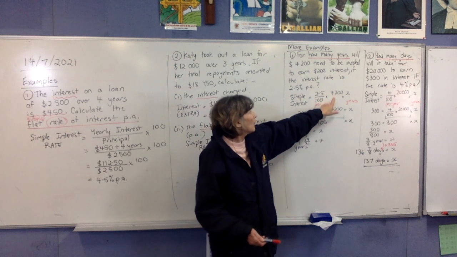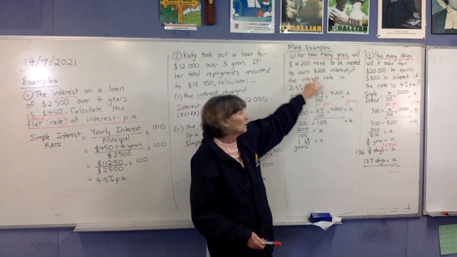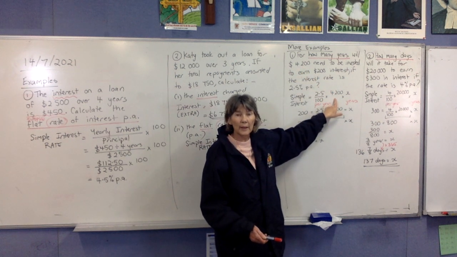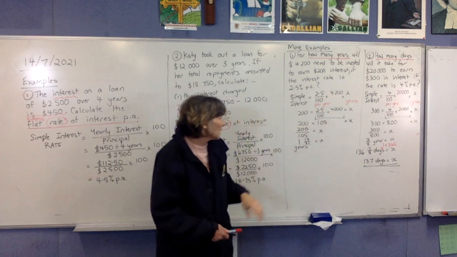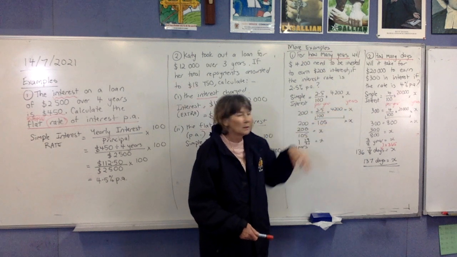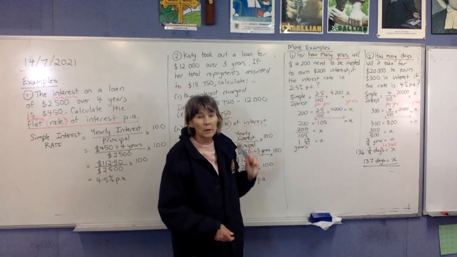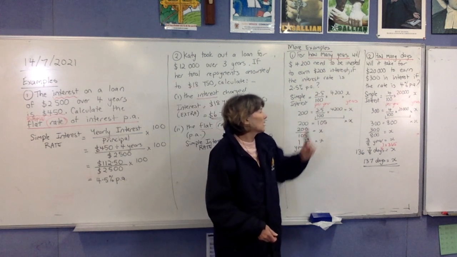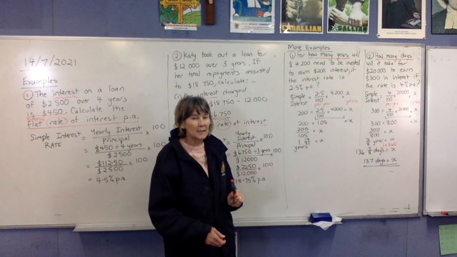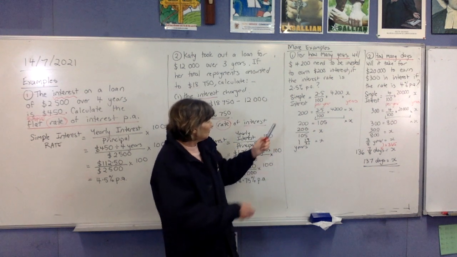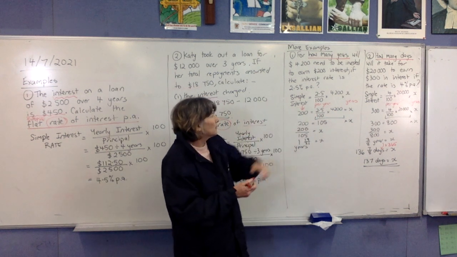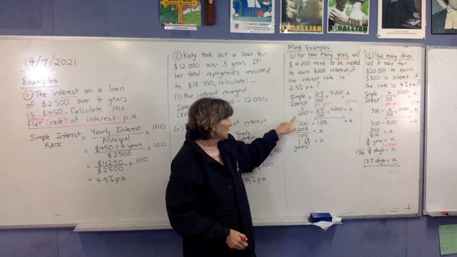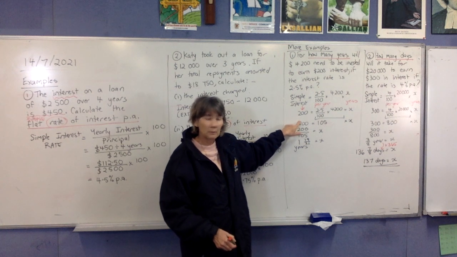We times by the amount that we're investing, the principal, 4,200. And then we normally times by the number of years over here, if this is per year. But we don't have that. That's what they want to know. So we're going to put an X there, and we'll find out what that X is at the end of this. Over here on the left-hand side, the actual interest has already been given to you. It's $200. So that goes in that spot.